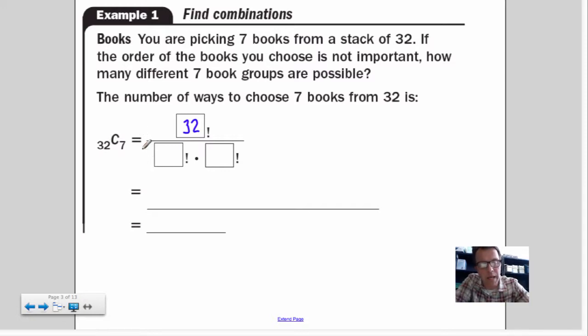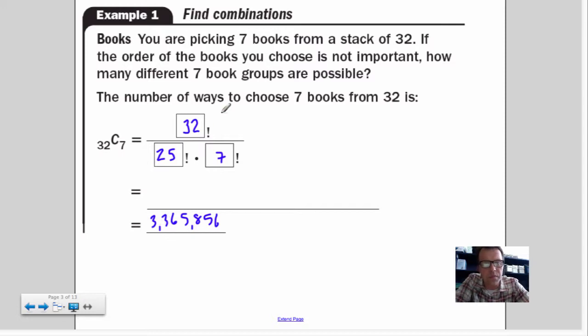So 32 minus 7 is 25. And then you're kind of done. That would have been a permutation problem, but then you multiply by the number of choices, which is in the denominator. So you should always get a smaller number for the number of combinations. So in your calculator here, 3,365,008.56. So a lot of different ways.